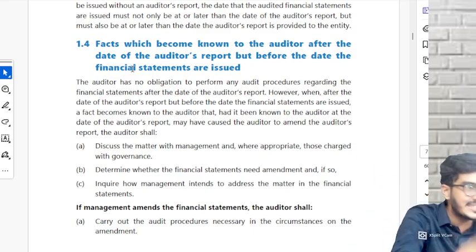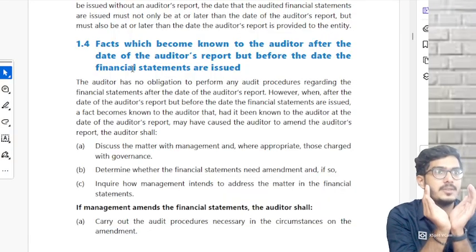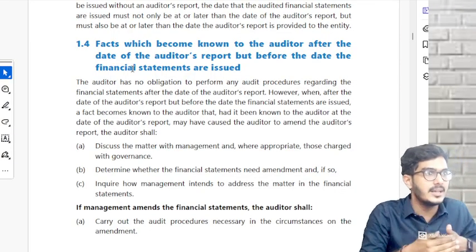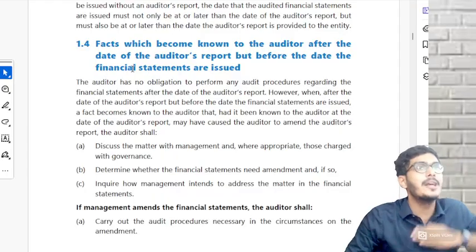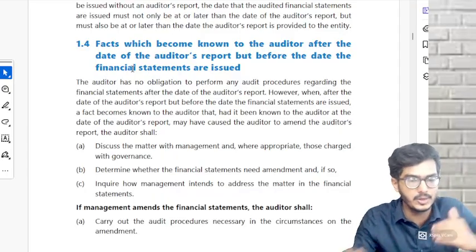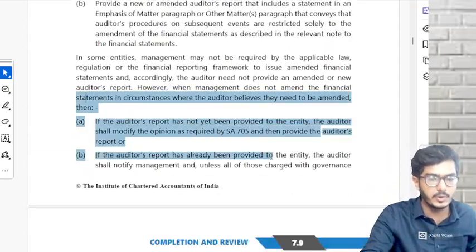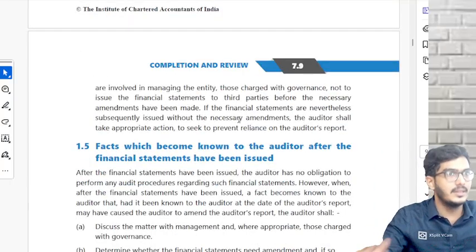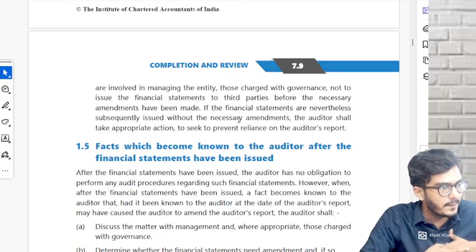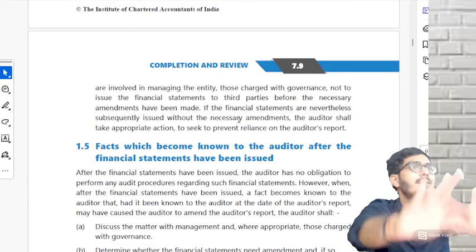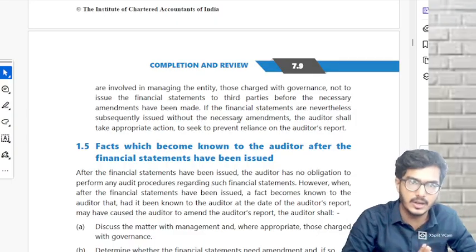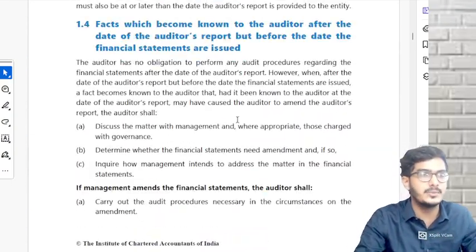Understood? So in this second subsequent event, the financial statements and the auditor's report are either with me only or, at most, with the management. In this 1.4, we're going to learn that only: that either the audited FS is with the auditor or, at most, with the management. Understood? Okay. Now what is the second subsequent event?